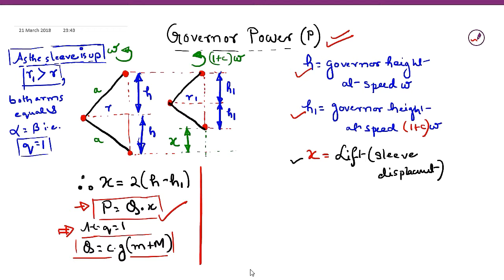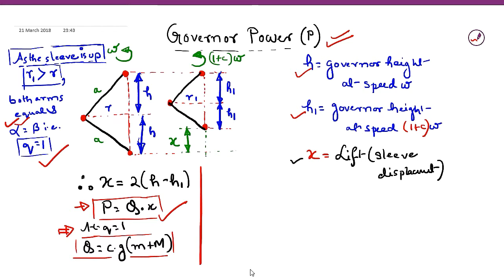For simplicity we have considered that the upper arm and the lower link are equal in size and connected to the same point, as you can see. There is no change in the angle, so alpha is equal to beta, and hence q is equal to 1. So the governor effort we derived simplifies to C into G into m plus capital M, by putting q equal to 1 in the governor effort equation.